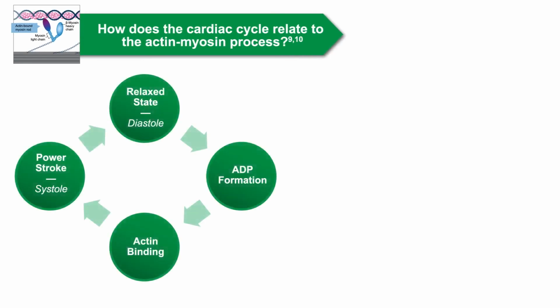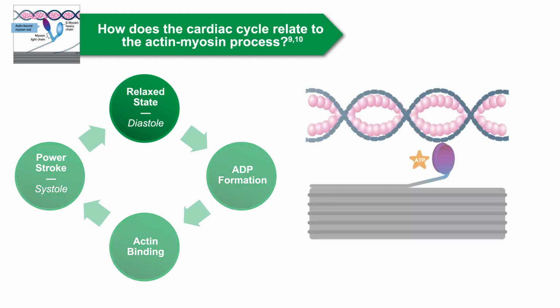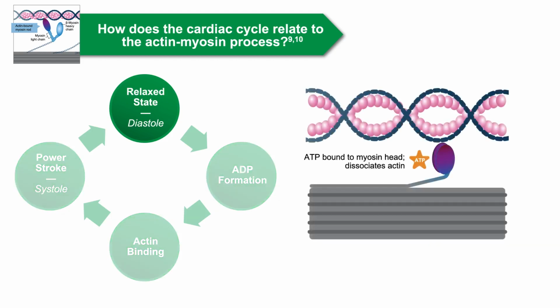Let us now look at the events of the cardiac cycle as they relate to the binding of beta-myosin heavy chain to the actin filament. What you see here is the process of cardiac contraction throughout a single cardiac cycle. If we start at the end of relaxation, when the myosin head is bound to actin, you can see that the binding of ATP results in dissociation of the head from the actin filament.